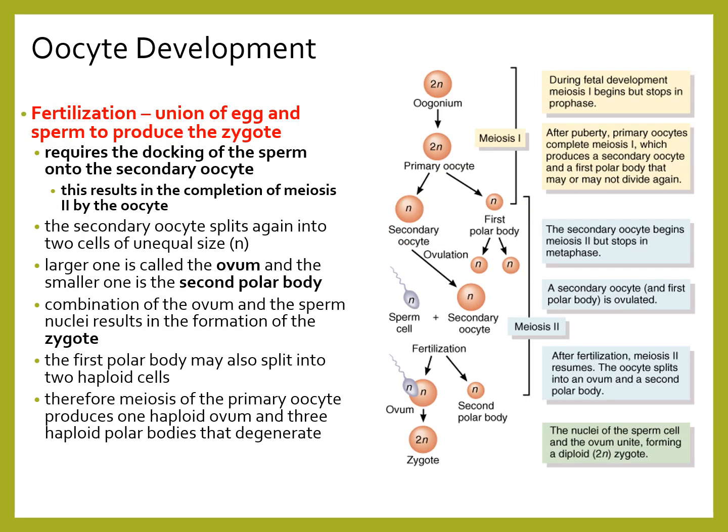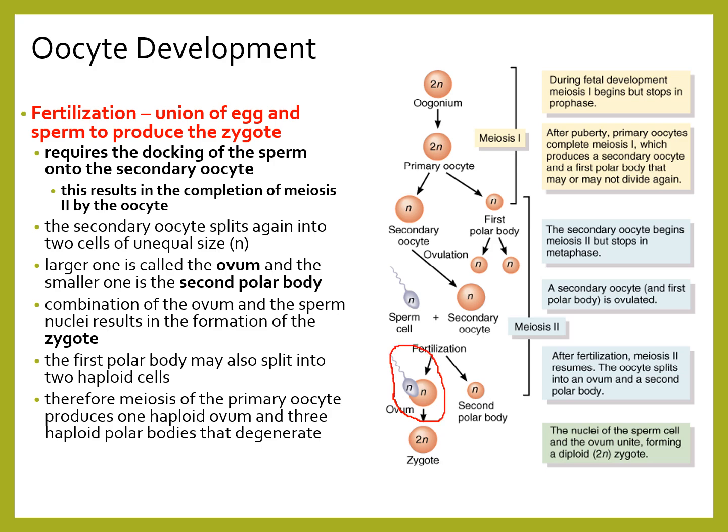The bottom of the slide shows you what happens to the secondary oocyte upon fertilization. Fertilization is the union of egg and sperm nuclei to produce a diploid nucleus found within a cell called a zygote. In layman's terms, fertilization is the union of egg and sperm to produce the zygote. But fertilization requires the docking of a sperm onto the secondary oocyte. So here is the docking right there.